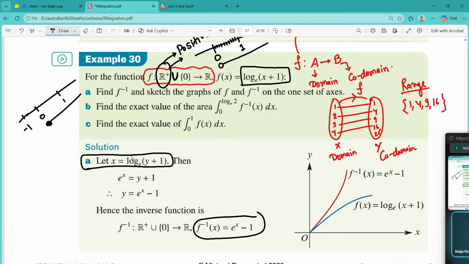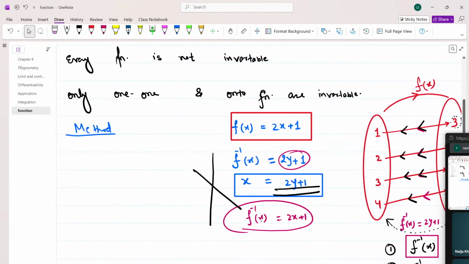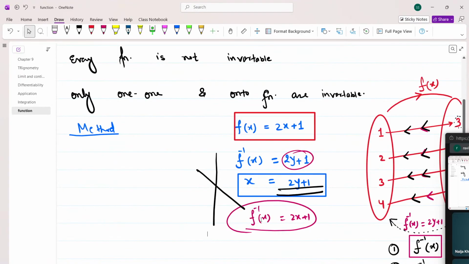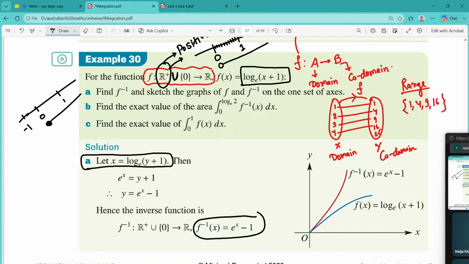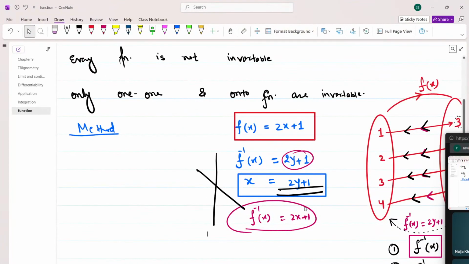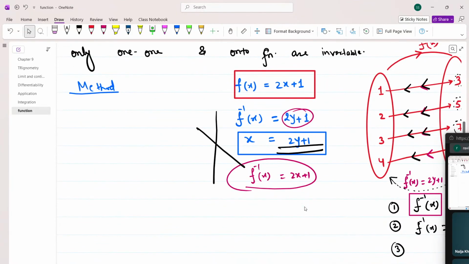Are you getting my point? They have this. This is just the first step of this method. So, are you getting that? If you are taking this approach, what do you have to do? If you take this approach, then again we have to do it for y.